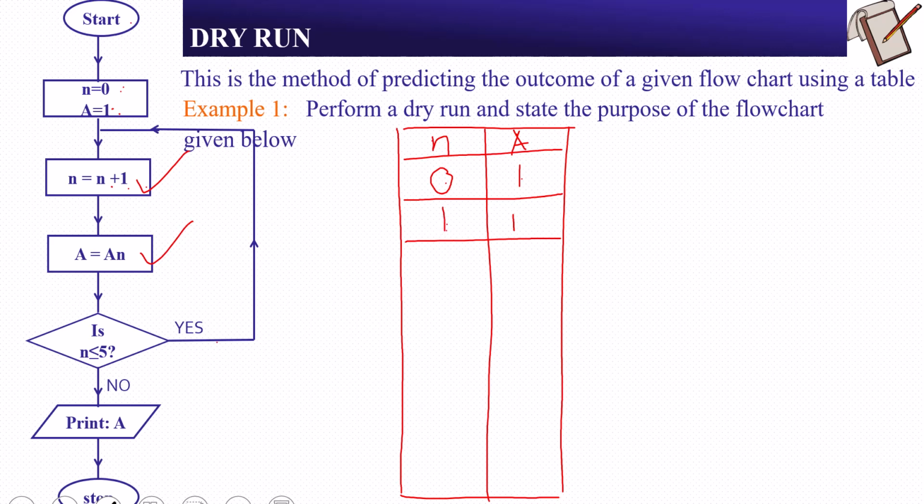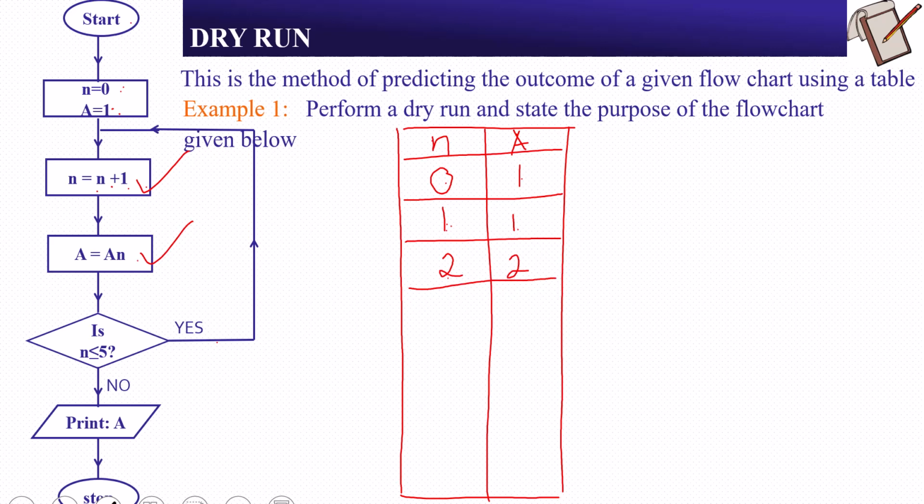So if it is a yes, then we go back and increase the value of n. n becomes n plus 1. Our n is 1. When you add 1 there, it becomes 2. And then we now come to a. a becomes a times n. Our a is 1 times 2, which becomes 2. And then we continue to the next.